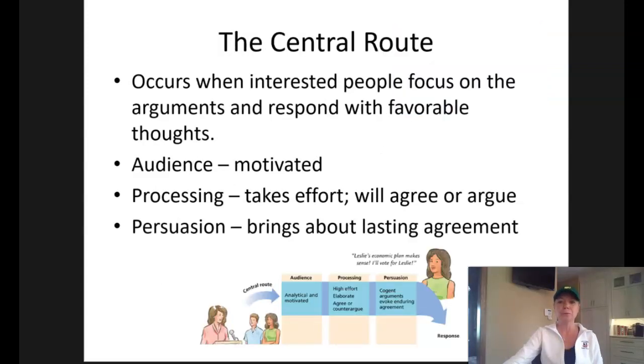The central route occurs when really interested people focus on the arguments. The audience is motivated. The processing takes effort, right? This isn't easy. This is hard work mentally, and so you have to be engaged. The audience has to be willing to do some mental work, and they're either going to agree with you or they're going to argue with you. But in the end, it brings about lasting agreement. If you can persuade using the central route, it tends to really stick.